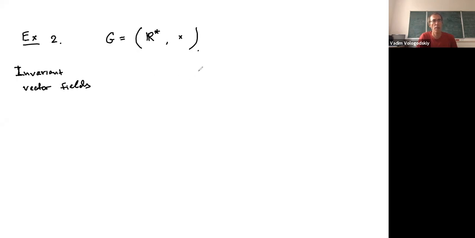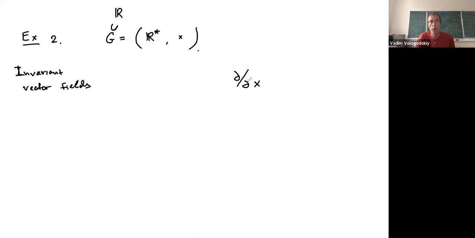So I want to describe them all, right? G is a manifold, an open subset of R, so I have a coordinate here. Every vector field can be written as a function times d over dx. And I want to understand which of these vector fields are invariant under the map that takes x to c times x, where c is any number.